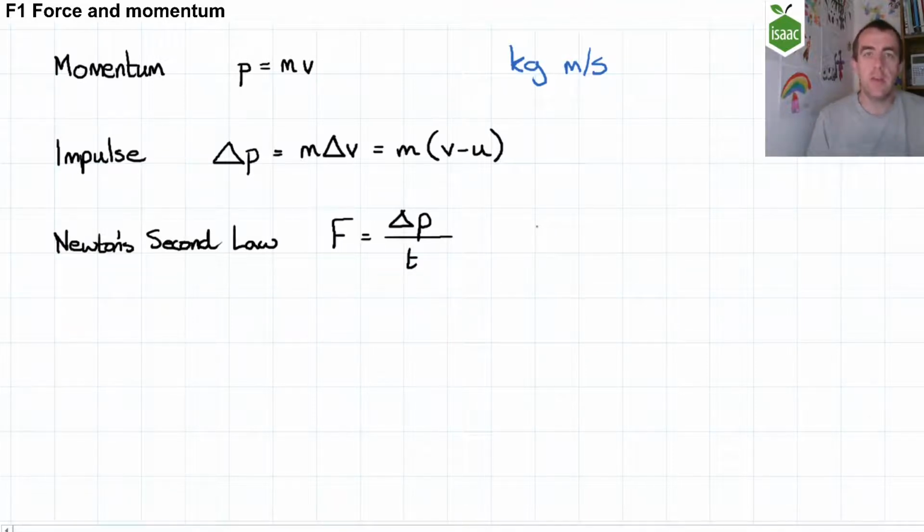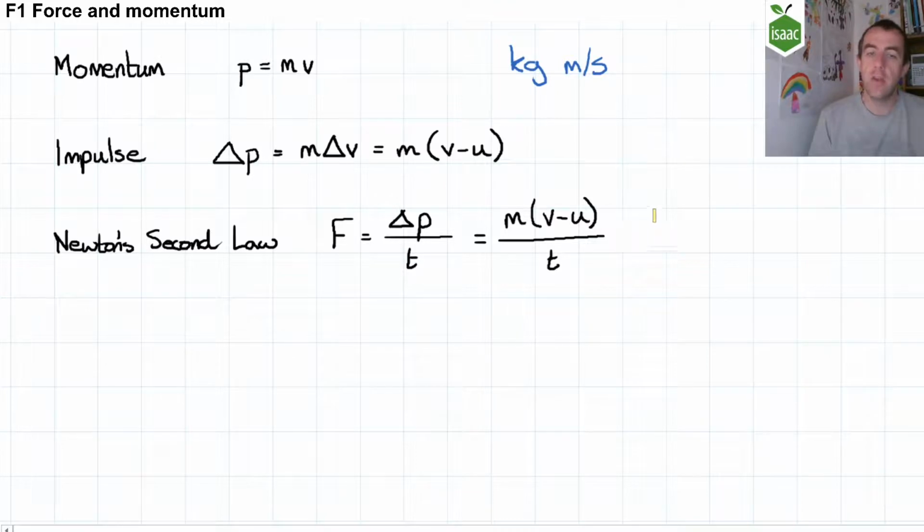Newton's second law tells us that the force on a body is proportional to the rate of impulse. If force is measured in newtons, impulse is measured in kilogram meters per second, and time is measured in seconds, then F equals the impulse divided by the time. It's important to note that the F here is the resultant force on a body, and the impulse is the resultant impulse.